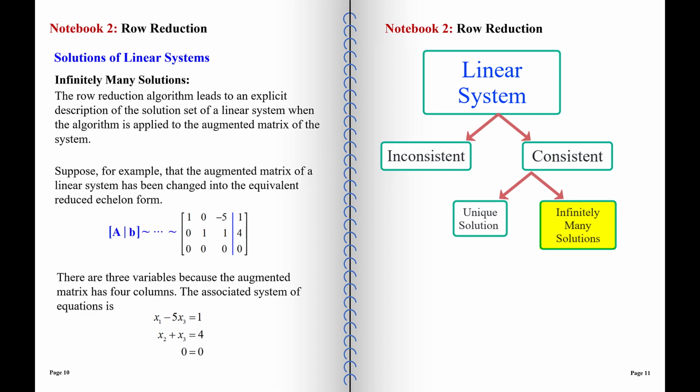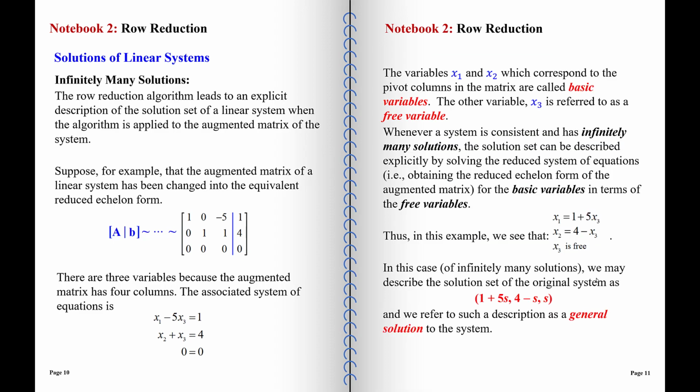Okay? So what we want to do is look at how do we describe those infinitely many solutions in such a case where there were infinitely many solutions. So let's see what we're doing. So we want to discuss the case of infinitely many solutions at this time. So the row reduction algorithm leads to an explicit description of the solution set when you have infinitely many solutions. So we need to see how does that work. So let's look at an example.